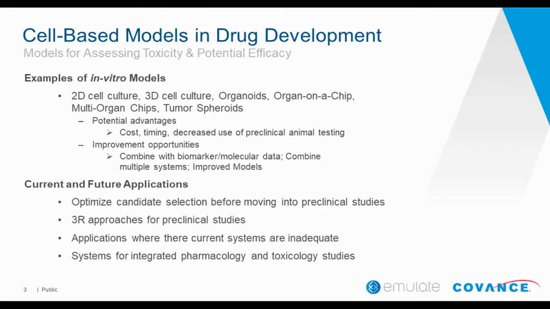There's a number of applications that really are in front of us today and on the horizon for such models. First of all is the optimization of candidate selection, again, being a more holistic look. We are always interested in reducing the dependence on animal models and redistributing those resources elsewhere so they fit well within the 3R approaches that are very much of focus within the industry.